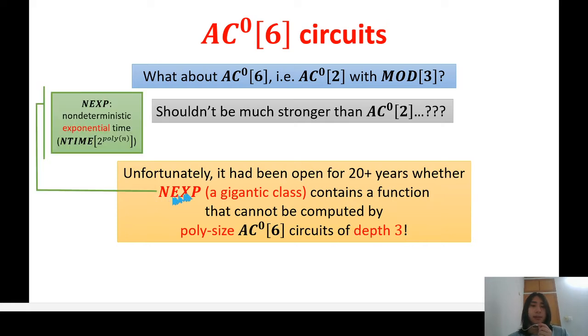Recall that NEXP is a very, very large class. It's the class of languages computed by non-deterministic exponential time algorithms. So it's actually a very large class. But it seems difficult to find, even in this very large class, a function that cannot be computed by this seemingly very restricted computational model.